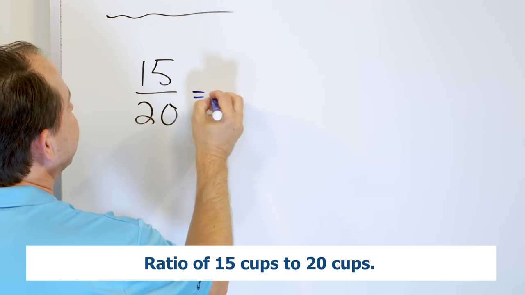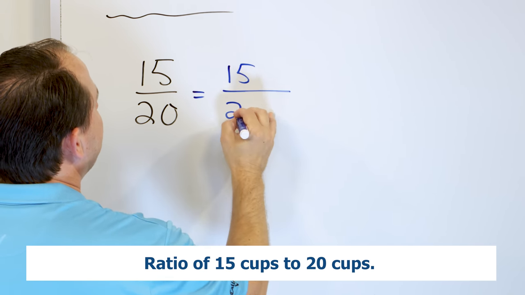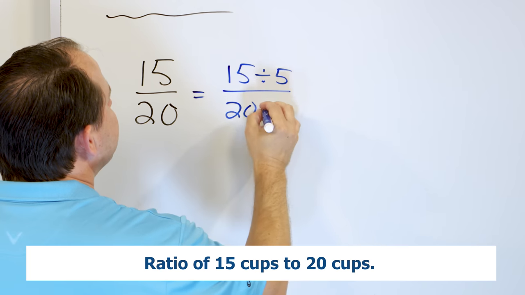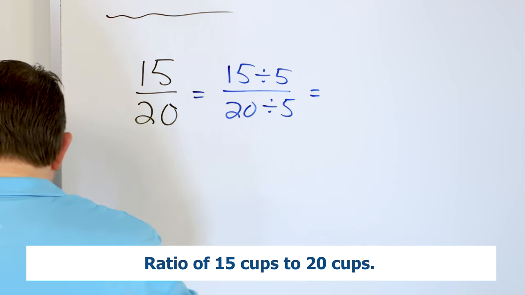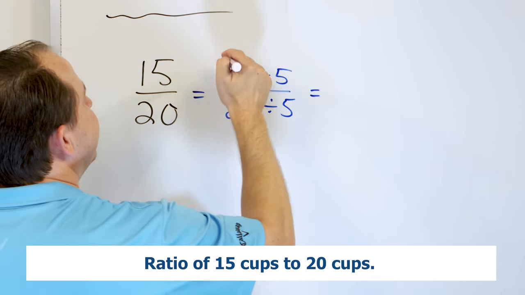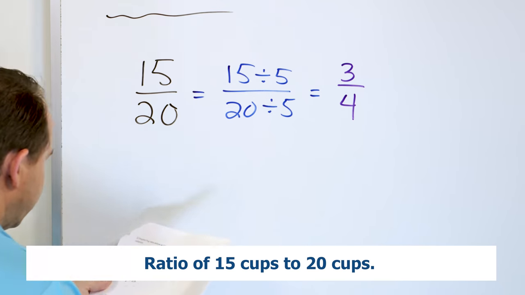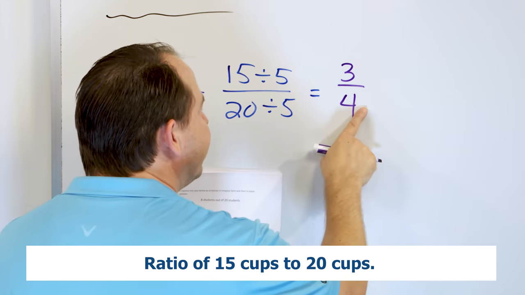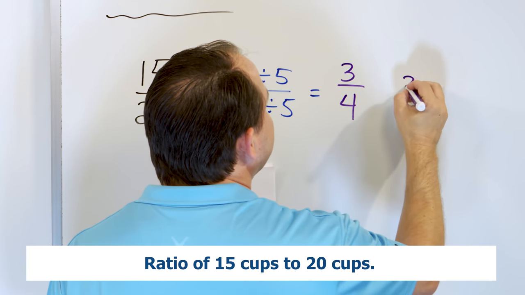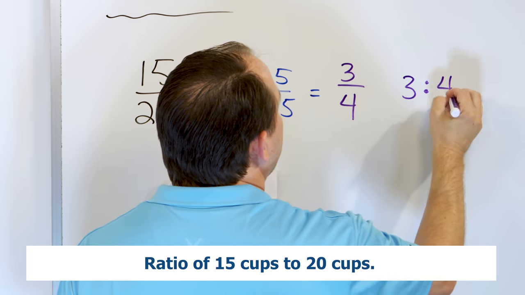And we can see that we can simplify this, 15 compared to 20, because we can divide the top by 5 and the bottom by 5. And what do we get as an answer? 15 divided by 5 is 3, and 20 divided by 5 is 4. So we say the simplified ratio is 3/4, or 3 compared to 4, or we can write it as 3:4.